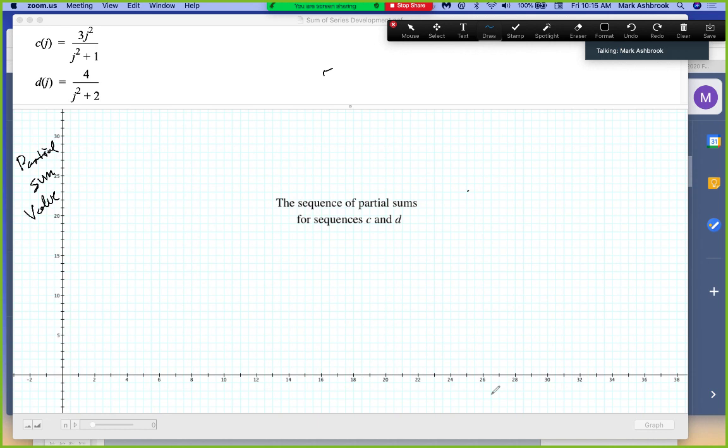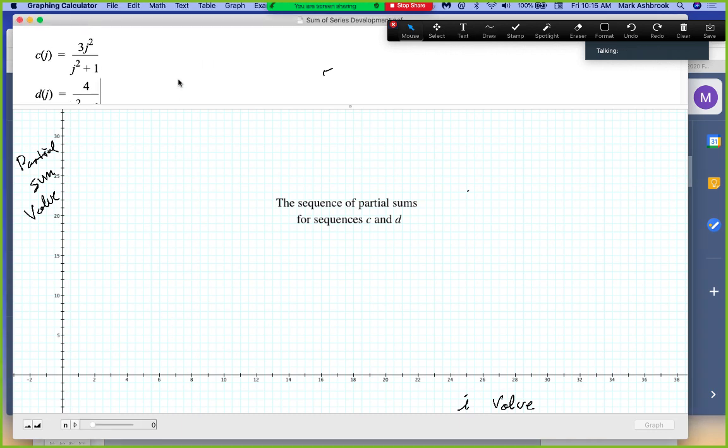And then this is the value of I. Okay, so when I was 1, we got, what do we get? 3 halves. And so here's I1, we got 3 halves.